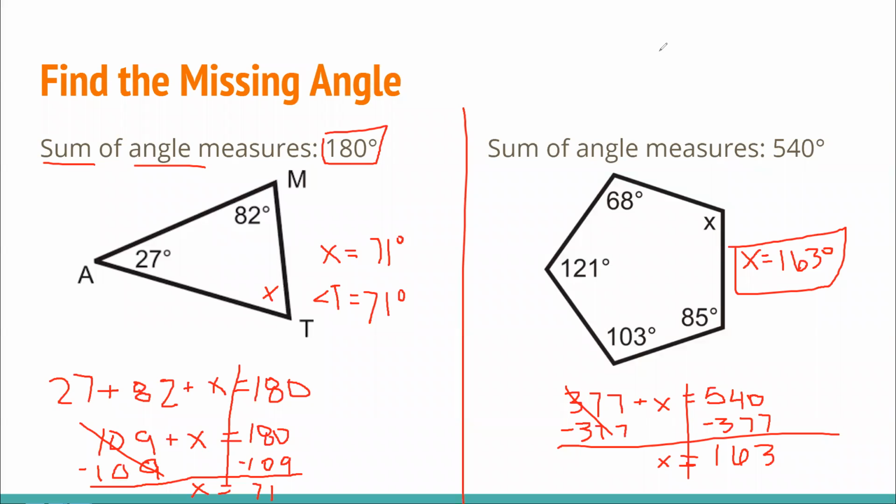And here's your answer with some work. So what I did to get this 377 number is I added up all four of those angles. So when you add up all four of those angles, you should get 377. Subtract that on both sides because that cancels each other out and gets you to 0 plus x, which just equals x. Subtract that, and then you get the actual angle that you're looking for. So you should have gotten x equals 163 degrees.